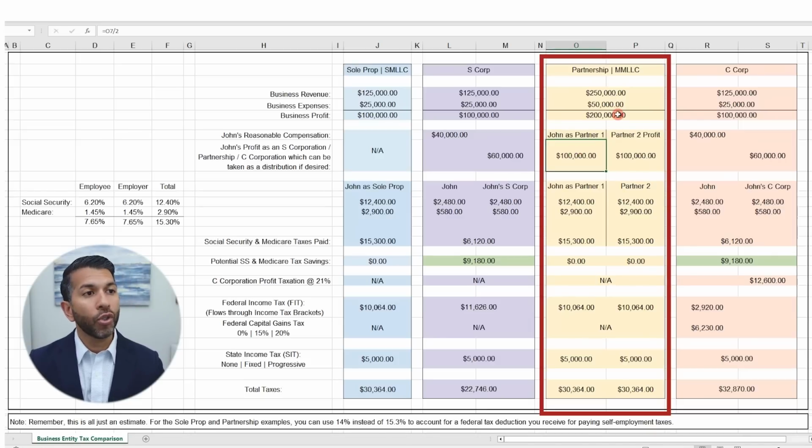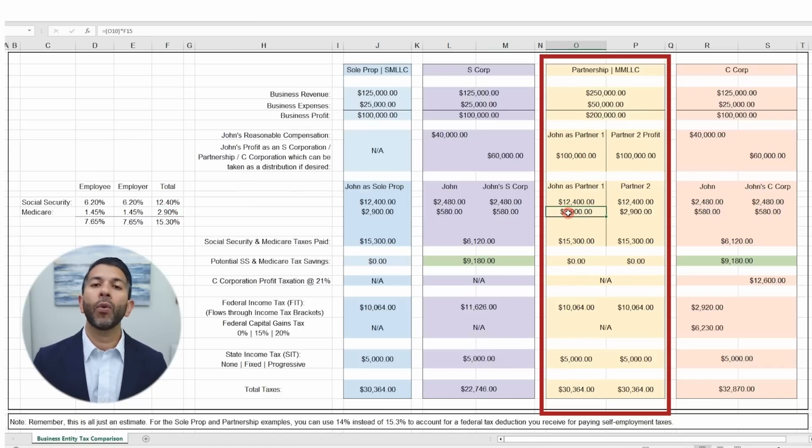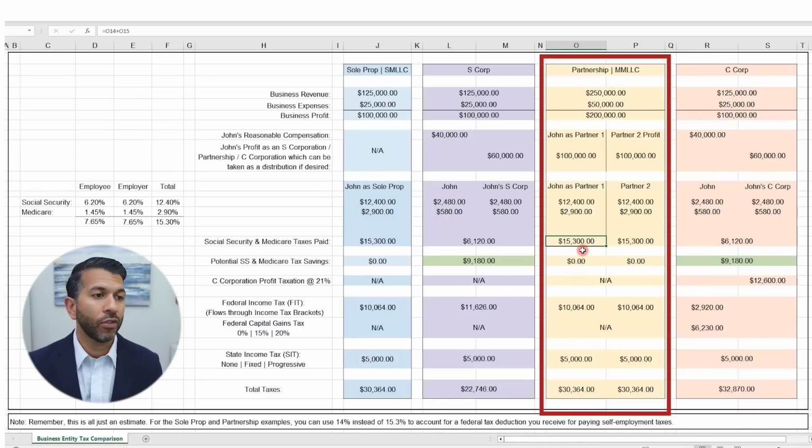So John's portion of this $200,000, assuming they're 50% partners, is going to be $100,000 of income. Now, how much of this is going to be subject to Social Security and Medicare tax? Well, if you look closely, this is exactly like the sole proprietorship. It's 100,000 times the 12.4% because you're paying the employee and employer portion. And it's 100,000 times the 2.9% because you're paying the employee and employer portion of Medicare tax. So the total Social Security and Medicare tax here, remember we said that's called self-employment taxes when you're a partnership or a sole proprietorship, is $15,300.